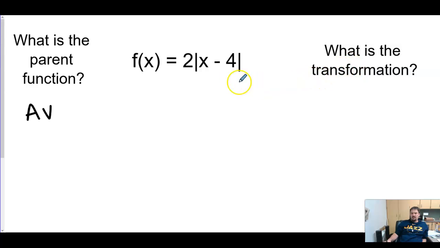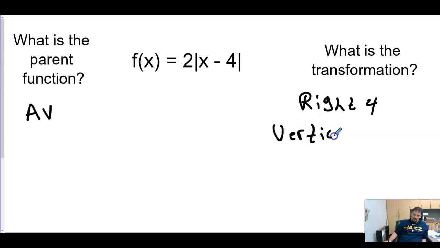And what are the transformations? Well, this x minus 4 is on the inside, so that's telling me I'm going to go to the right 4. And then we got this 2 sitting on the outside that's being multiplied to the front. What that is going to do to my graph is it's going to make a vertical stretch of 2. Okay, so if I'm just identifying the transformations, that's what I would do right there.